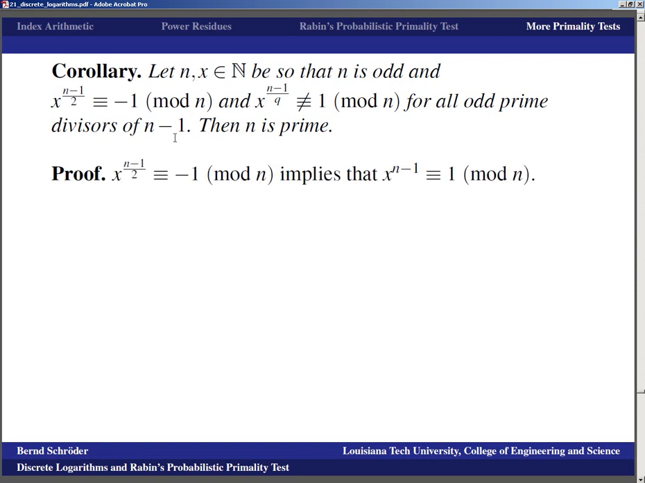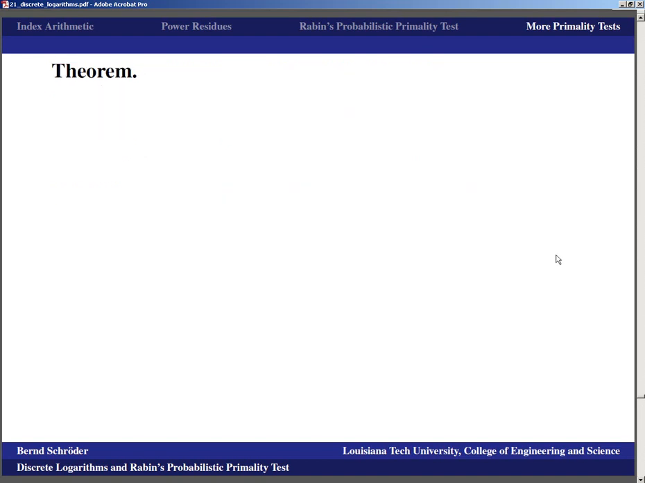Well, that's basically Lucas's result, because x to the (n-1)/2 equivalent to -1 modulo n implies that x to the n-1 is equivalent to 1 modulo n, and that's what we needed for Lucas's test. Other than that, it just said that for the other prime divisors, which are 2 and the odd ones, we have that x to the (n-1) over the divisor is not equivalent to 1, which -1 most certainly is not. So now we apply Lucas's result and get that that thing is prime.